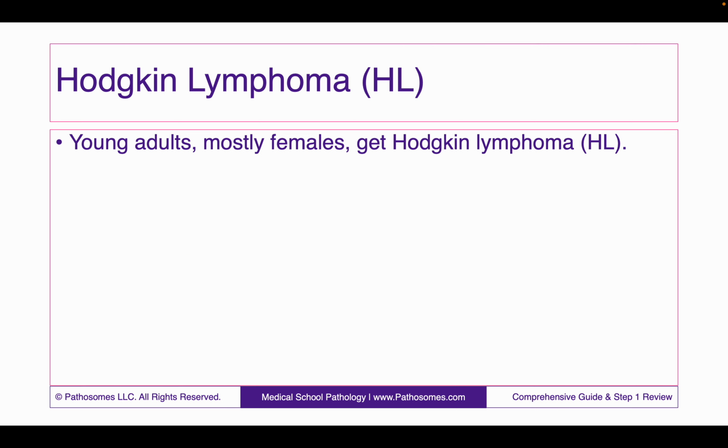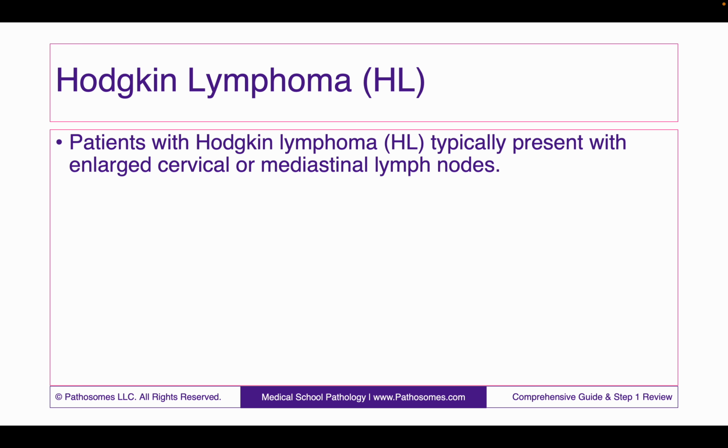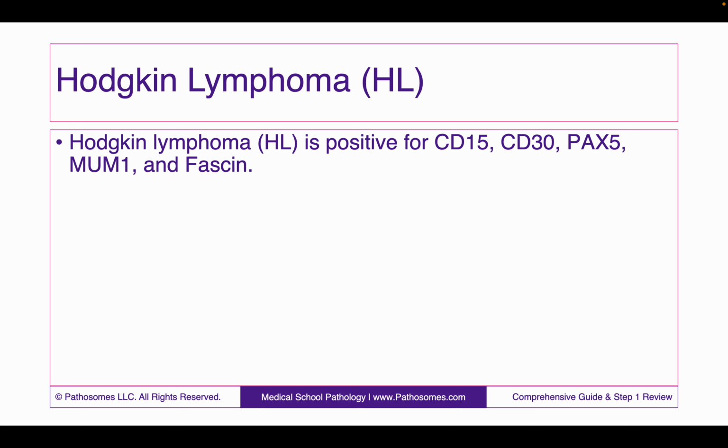Young adults, typically females, are those that get Hodgkin lymphoma the most. Patients with Hodgkin lymphoma typically present with enlarged cervical or mediastinal lymph nodes, as well as B symptoms. Hodgkin lymphoma is positive for CD15, CD30, PAX5, MUM1, and FASN.